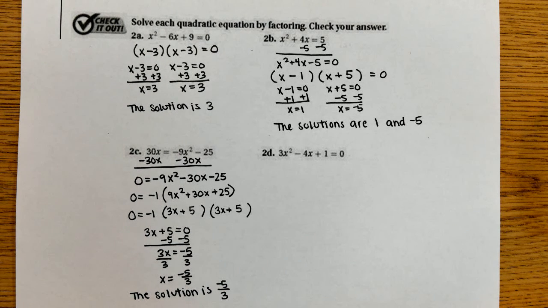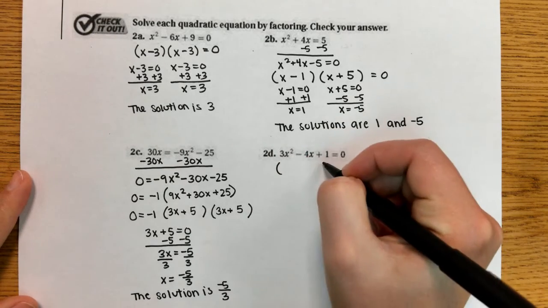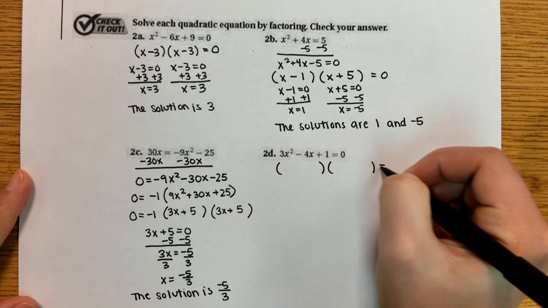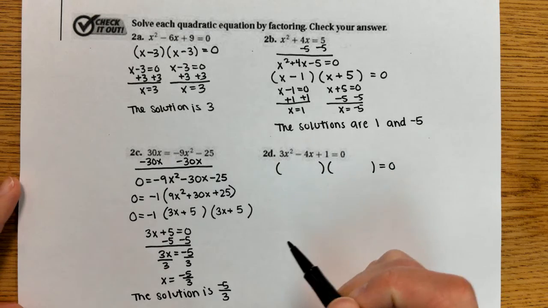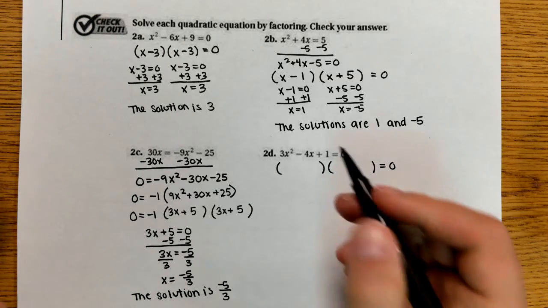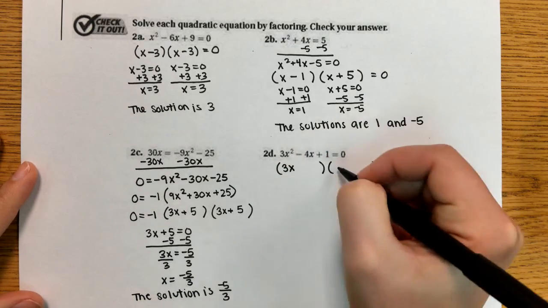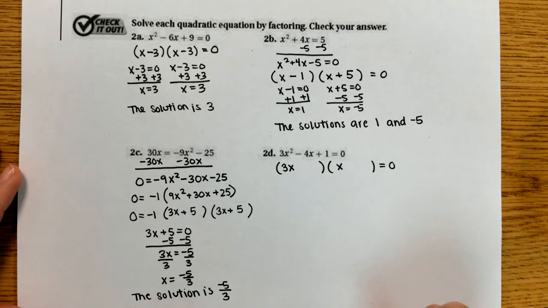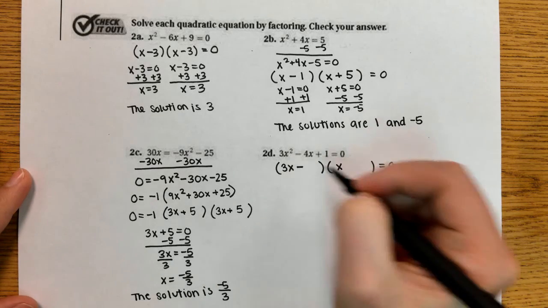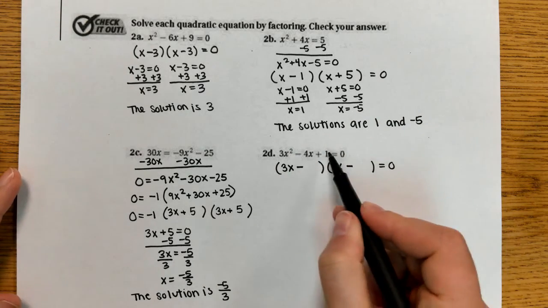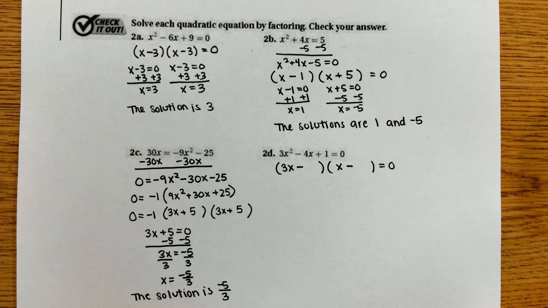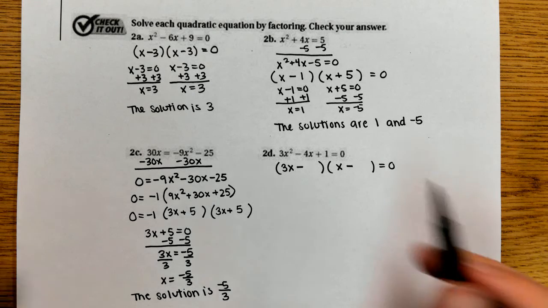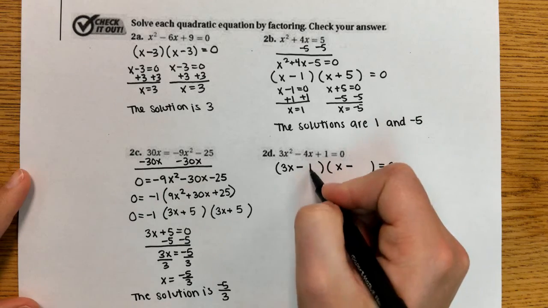Okay. D, I have 3x squared minus 4x plus 1 equals 0. Already in standard form, so I can set up my parentheses. So 3x squared. The only factors of 3 are 1 and 3, so I'm going to have 3x and 1x. Last term is positive, but middle is negative, so I'm going to have a negative in both of them, because a negative times a negative is a positive, but when you add two negatives together, you get a negative. So, factors of 1, the only factors of 1 are 1 and 1.